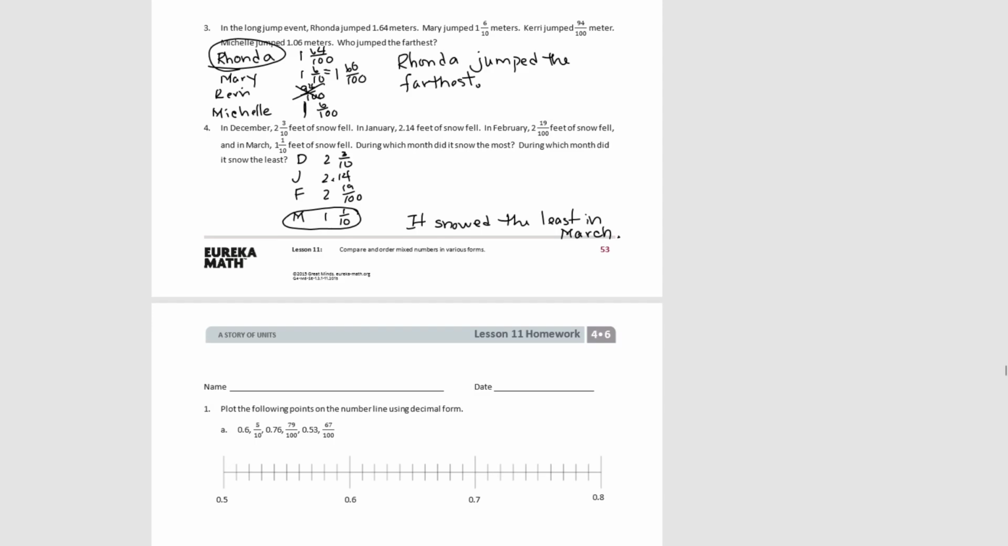So now in these other months, it snowed at least 2 feet. So this was 3 tenths. This is 14 hundredths. This is 19 hundredths. And so 3 tenths would be 30 hundredths. So I have 30 hundredths, 14 hundredths, 19 hundredths. So 30 hundredths is the greatest. So it snowed the most in December.